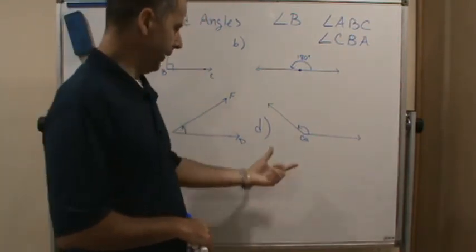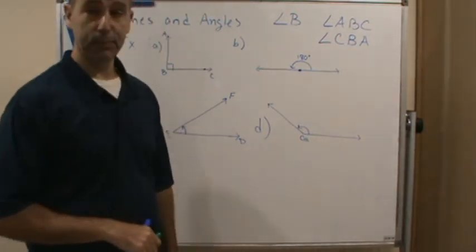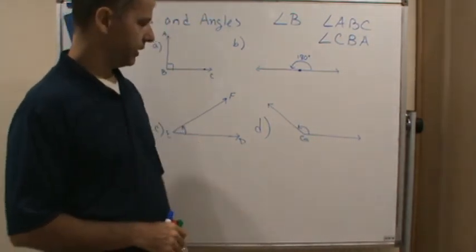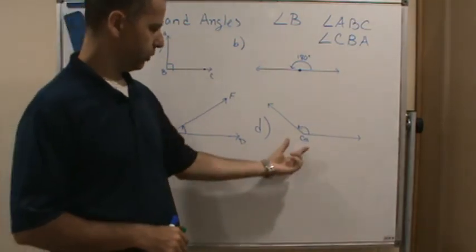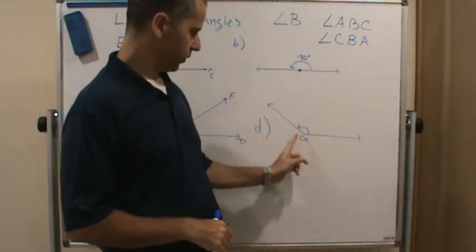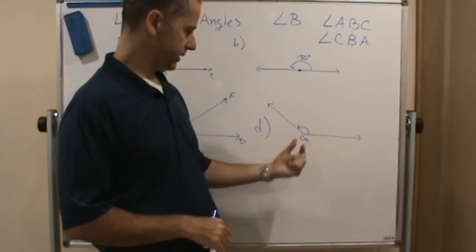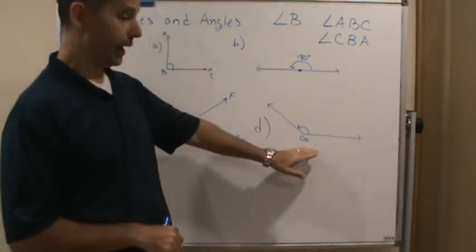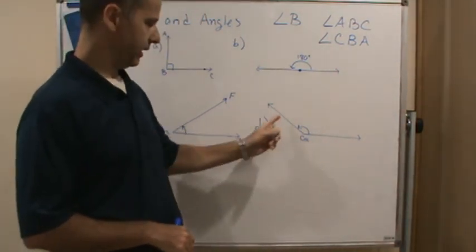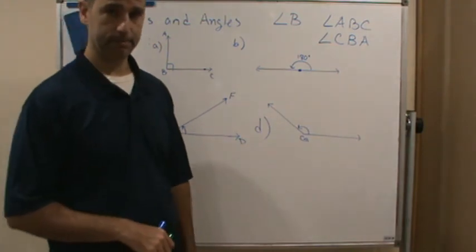And then we've got this here, which is an obtuse angle, and this would be angle G. So see how it's just the vertex, nothing else is labeled, so this is angle G. And it's an obtuse angle because it's obviously larger than 90 degrees.